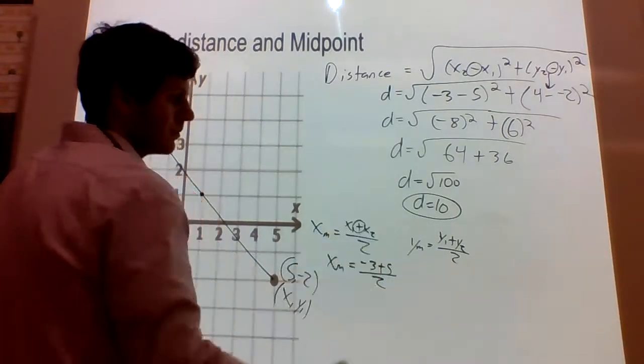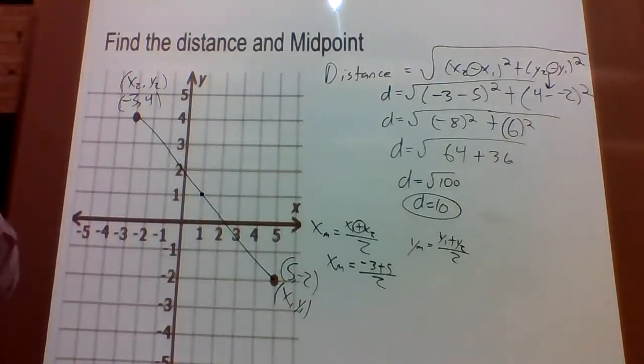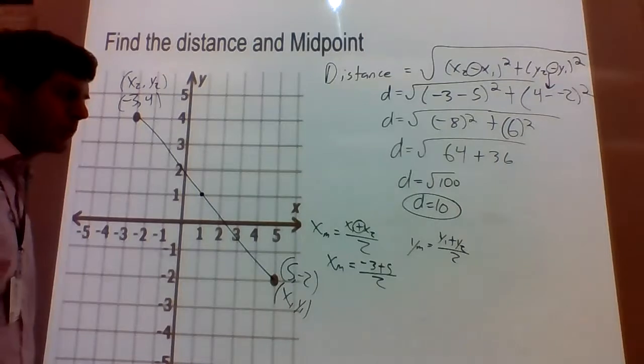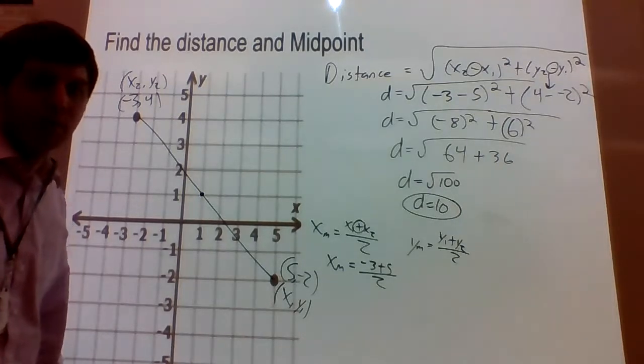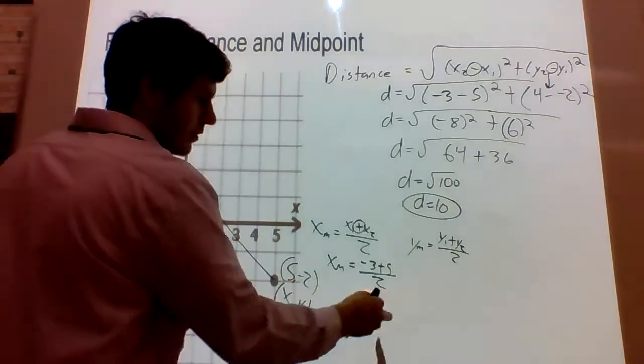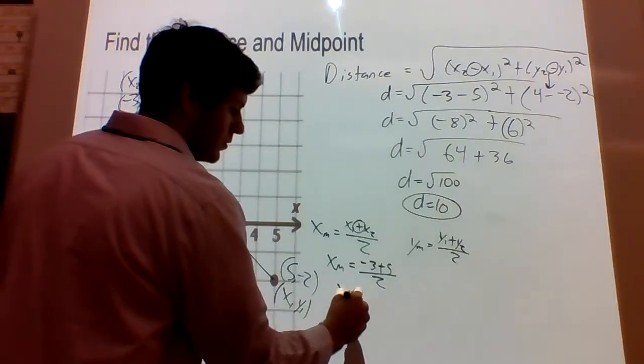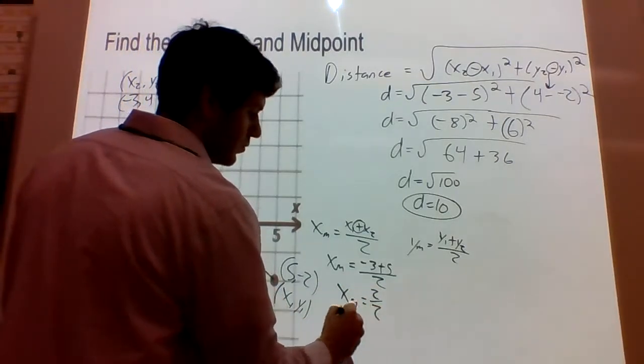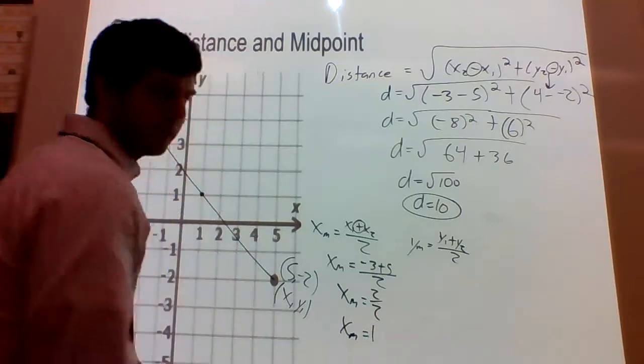This is a mistake you guys make all the time: you have a negative sign, a subtraction sign. It is a plus. We're taking the average, so we have to add up the values and divide by how many there are. So -3 plus 5 over 2, which gives us 2 over 2, which is 1.